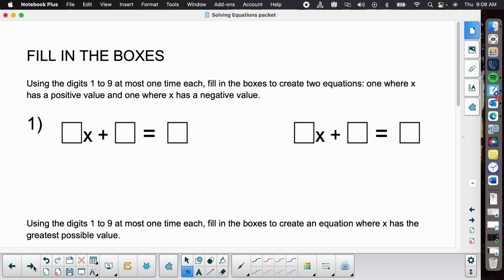Using the digits 1 through 9 at most 1 time each. Okay? These are 2 separate problems, FYI. It says fill in the boxes to create 2 equations, one where x has a positive answer and one where x has a negative answer. Should we just put 1, 2, 3, 4, 5, 6, see if it works? That's how these problems go. You kind of guess, and then you figure out what you did wrong and change the numbers if you need to.